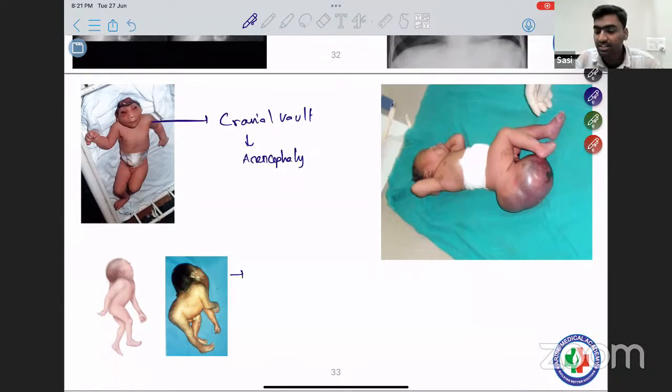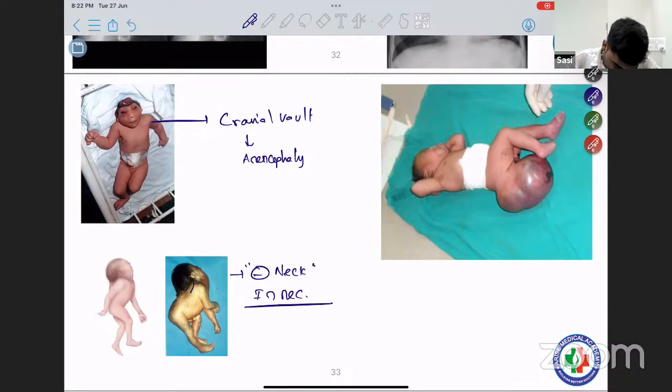What is this condition? You will see the absence of neck. Remember, if there is absence of neck, write this down: absent or incubator neck. You will see this absence of the neck in this condition, and it is because of this defect in the cranial neuro.